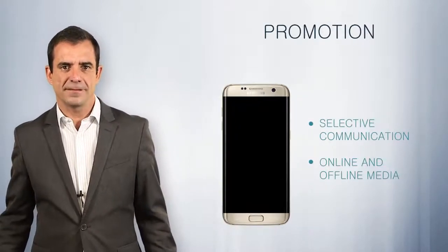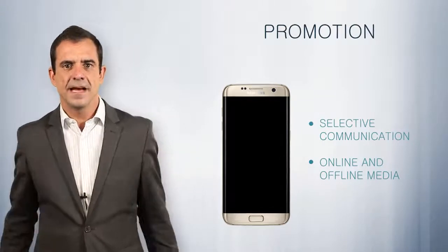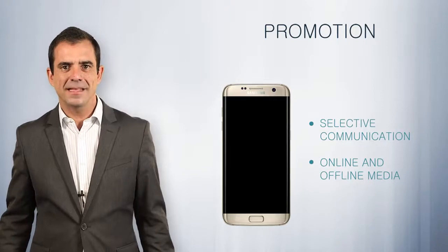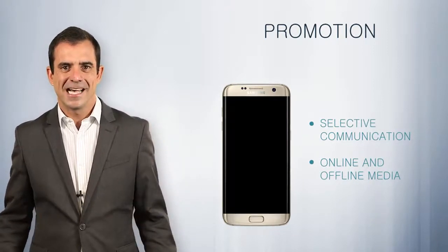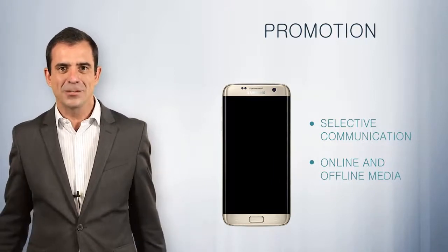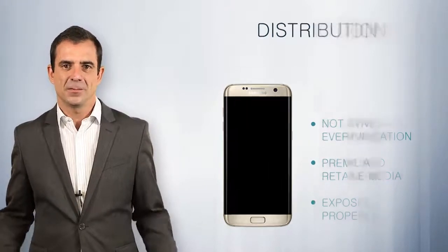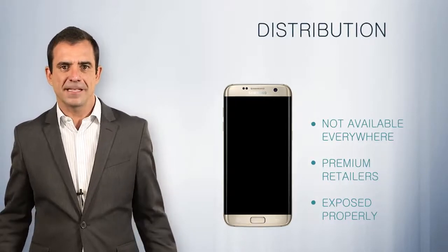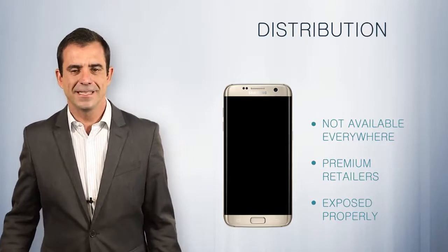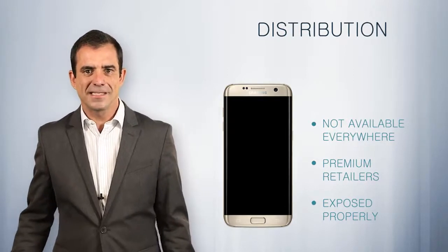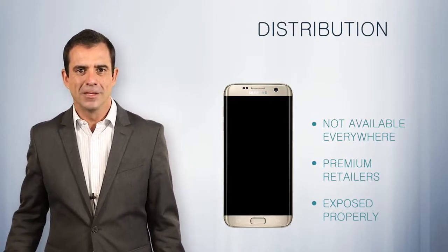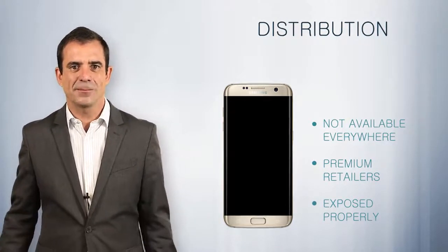From a promotion perspective, the communication needs to be selective and emphasize those differentials and exclusive attributes that make the phone stand out. As per the execution, Samsung will go for online and offline media whilst trying to be effective and efficient. From a distribution perspective, they need to be selective. The product will not be available everywhere. It's going to be distributed in restricted places and retailers where the product is going to be properly exposed and count on the right people to debrief customers and sell the product.